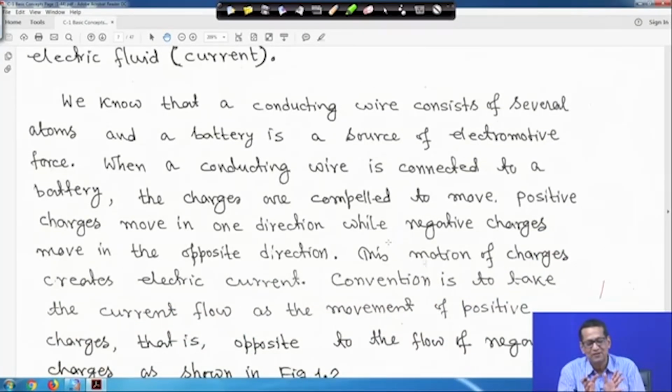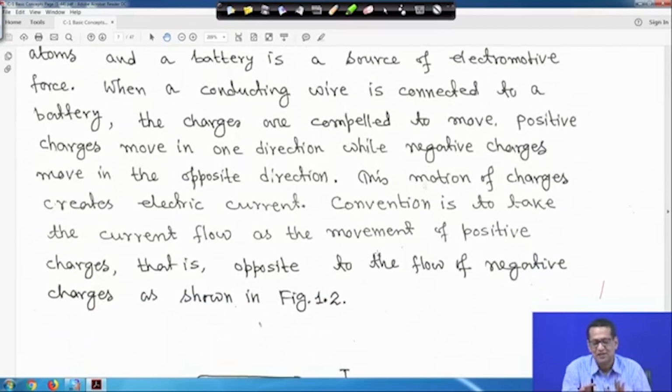As soon as you connect the wire across the battery, charges are compelled to move. Positive charges move in one direction and negative charges move in the opposite direction, a very simple logic. This motion of charges creates electric current. Now, which direction of charge do we consider as the direction of current? The convention is to take the current flow as the movement of the positive charges, that is, opposite to the flow of negative charges, as shown in figure 1.2.